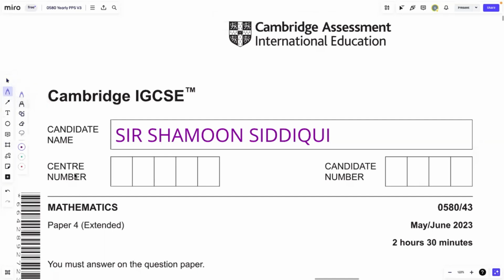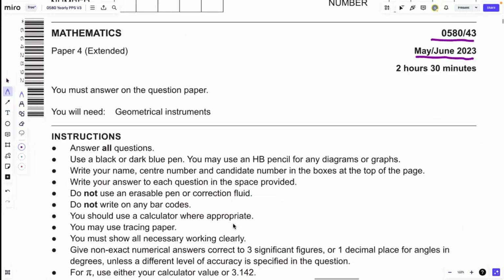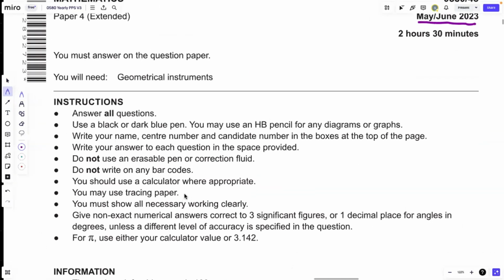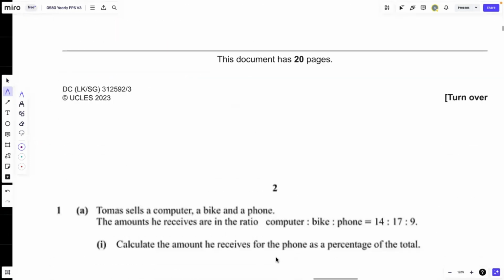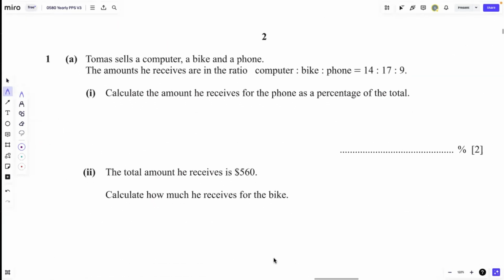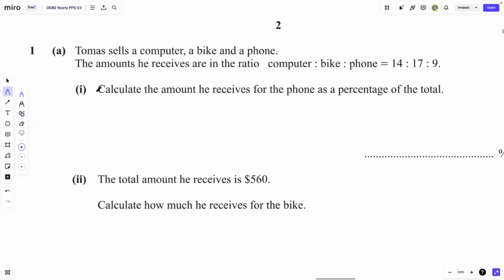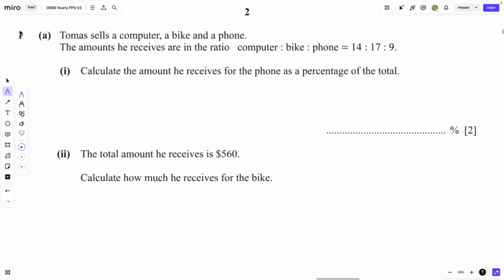In today's session, we'll be covering the 0580 paper for grade 3 of the May June series 2023. So let's start. Some basic instructions you do need to know: we are allowed to use the tracing paper. For non-exact answers, we are supposed to write the answers to three significant figures, or one decimal place for the angles. And for diagrams, it's preferable that we use pencils. Okay, so let's start with question number one.